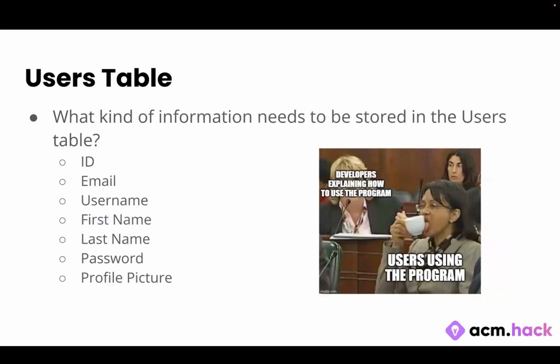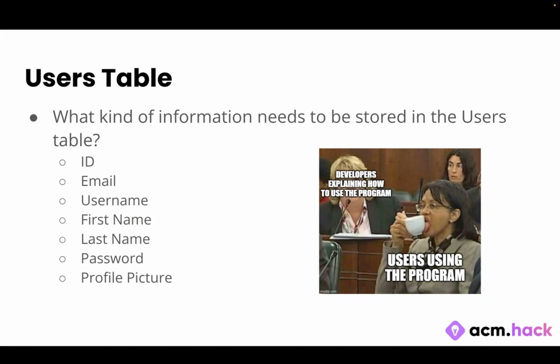Excellent. So users table. What kind of information needs to be stored in said users table? So I've listed them out here. This is what we've gone through. So we have an ID, and once again, that is going to be your serial primary key. That's going to be automatically generated whenever you create a new user. And then a user is going to have an email, a username, a first name, last name, a password, and then a profile picture. In this case, the profile picture will simply be a link to the actual profile picture, not the actual picture itself, just to make it easier on us.